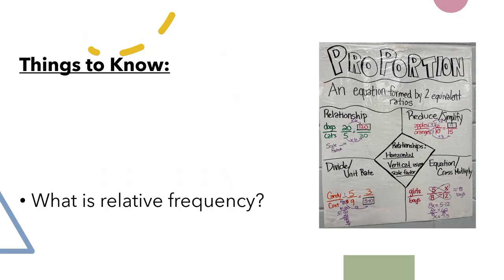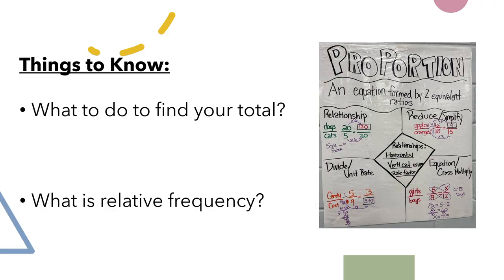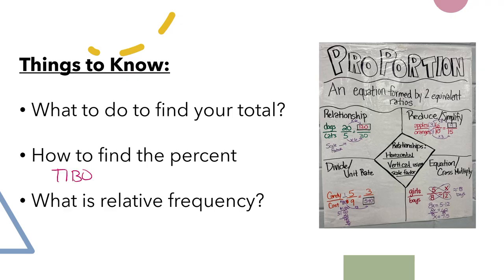A few things that we need to know. First of all, what is relative frequency? When you see that, it's just the same thing as converting your items into a percent. Secondly, whenever we're not given the total, we have to find the total. We do so by adding or combining all of our data sets. And the last thing is how to find a percent, which we've talked about multiple ways to do, either by doing TIBO or by part over whole, percent over 100. Those are just a few ways that we've been talking about in class.